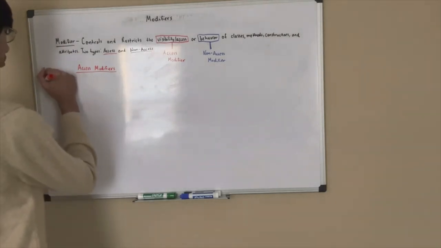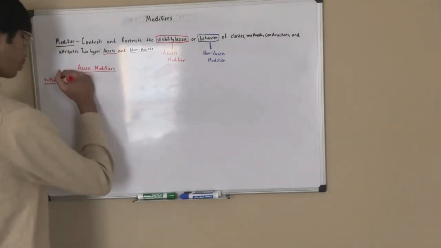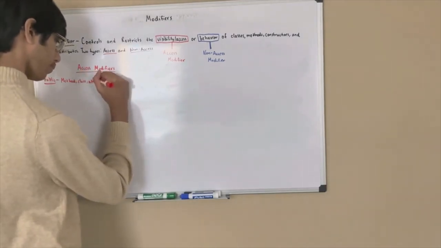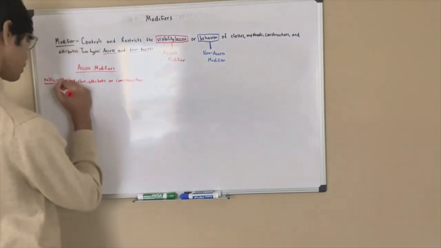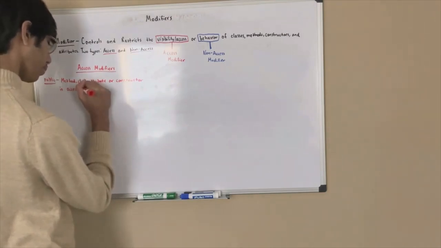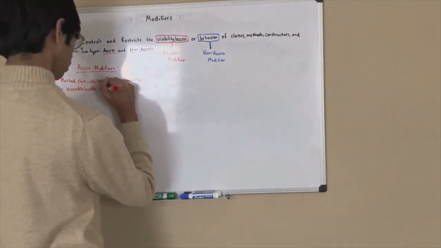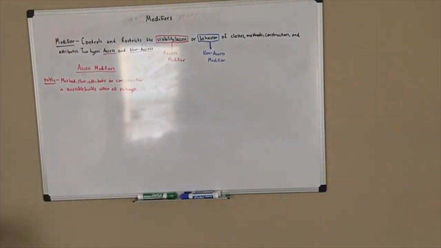Our first access modifier is public. Public has the widest scope, the widest visibility, or the widest access. And what public really is, is a method, class, attribute, or constructor is accessible or visible within all packages. Just know that a package is a group of related classes, subclasses, or interfaces. So that's public. A method, class, attribute, or constructor is accessible within all packages.